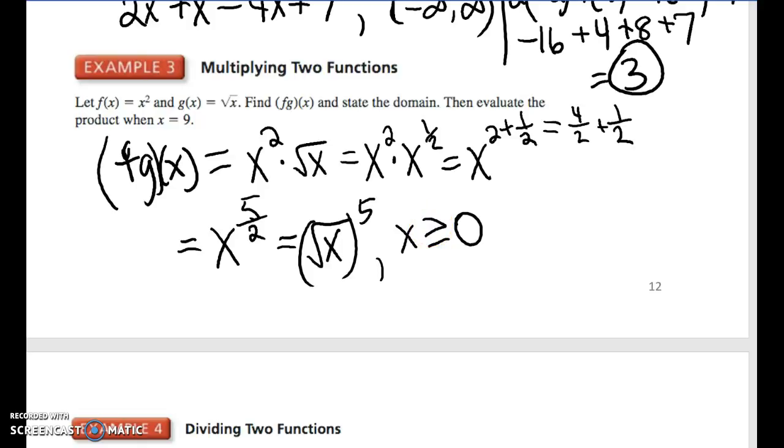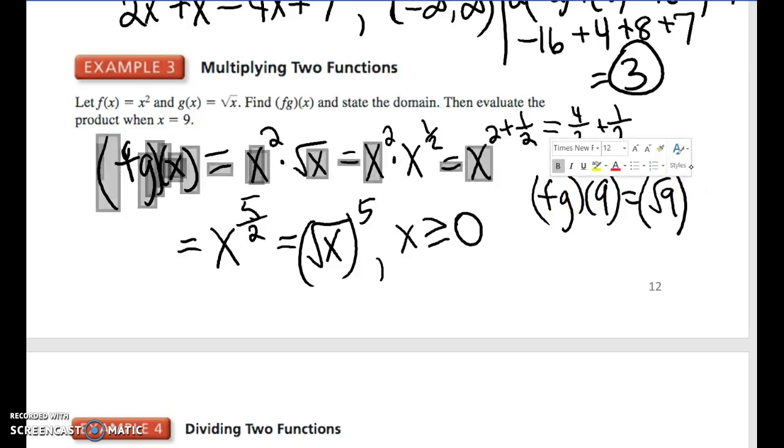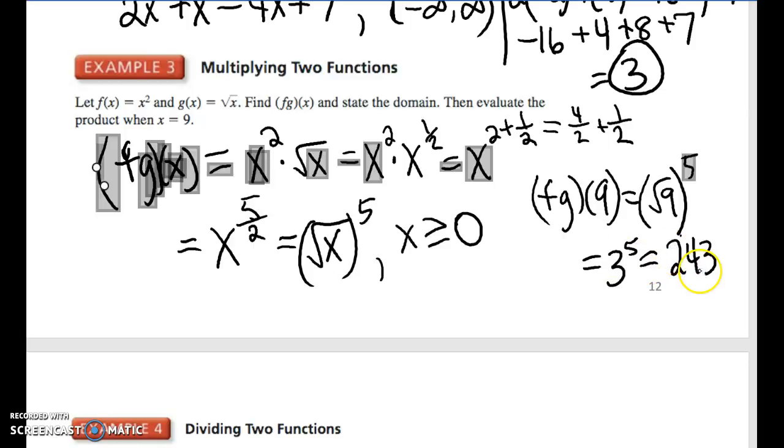And then evaluate the product when it's 9. So f times g of 9 is going to equal the square root of 9 to the 5th power. And that would be 3 to the 5th power, which would be 243. And that's our final answer.